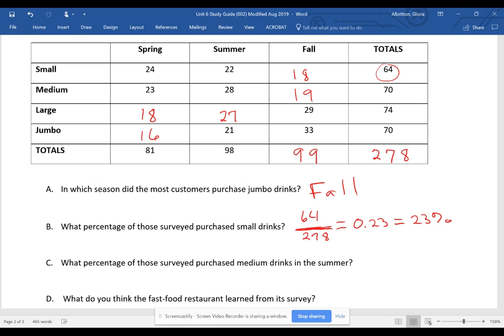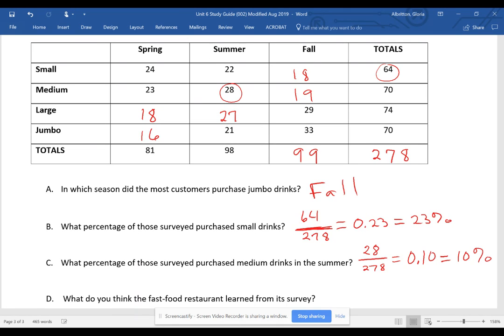C, what percentage of those surveyed purchase medium drinks in the summer? So here we have medium drinks. Go over to the summer, and it's 28. So 28 out of 278. And we will get a decimal, if you use your calculator, 0.100 something else. But if you stop at the 100th place, you get 0.10, and that's about 10%.